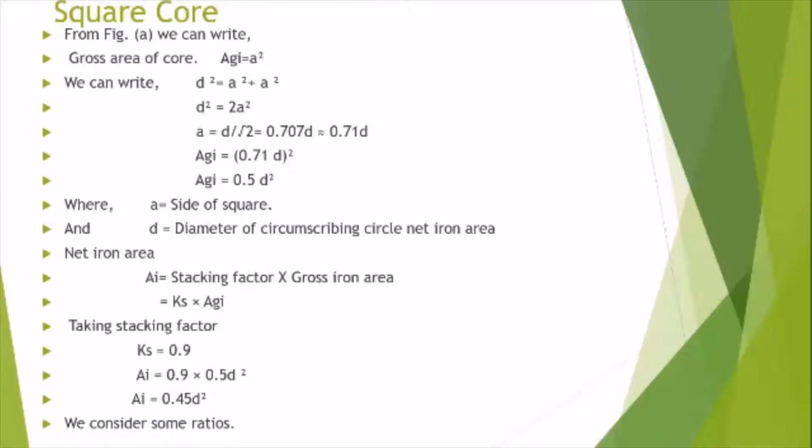Gross iron area, Ks into AGI, taking stacking factor Ks equal to 0.9 into 0.5 d square. AI is equal to 0.45 d square. We consider some ratios.